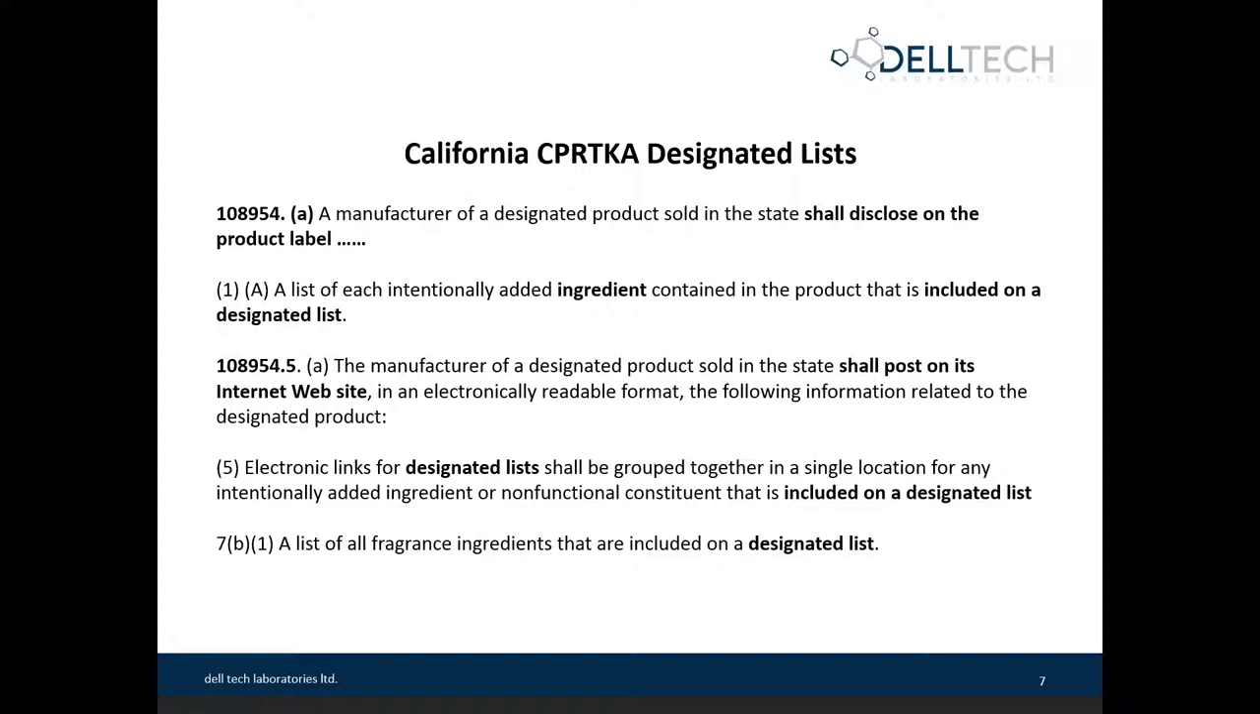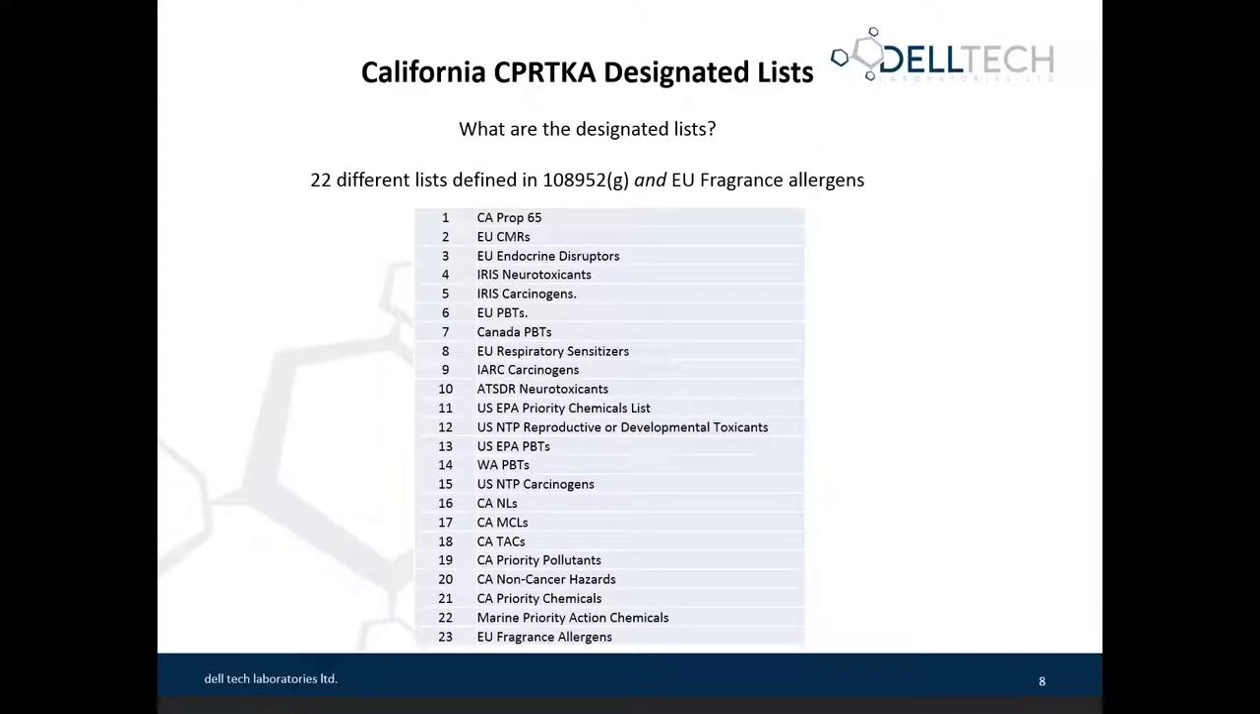So you need to know what the lists are and where to find them to comply with what these requirements will be. So what are the designated lists? There's 22 lists that are defined under section 108.952G, but there's actually 23 lists because the 23rd list are the EU fragrance allergens. While they're not included under 108.952G, they are cited in 22 different places that require you to list on the label if that's an EU fragrance allergen, and list on the website. If you don't have that on the label, you have to have a statement that it contains fragrance allergens. But on the website, you still would have to disclose those individual fragrance allergens.